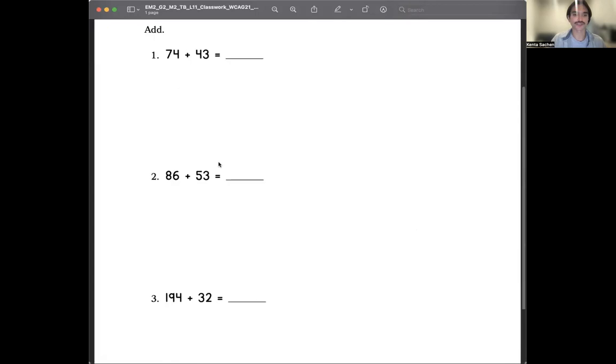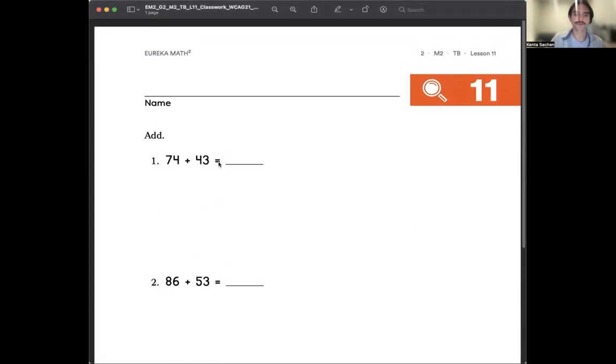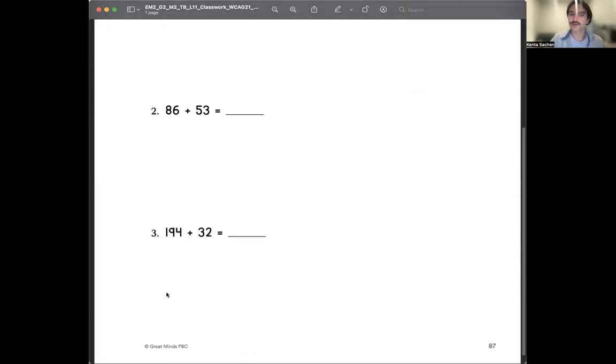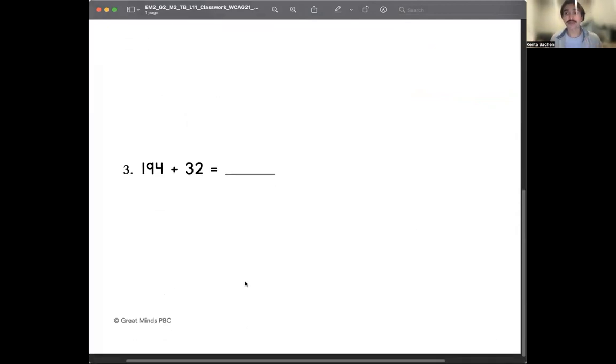And now let's get your workbooks out. And I want you to open up your workbooks. Page 87. Okay, please open your workbooks up to page 87, and this is what you should see. Great. And we're actually going to do question number 3 together, right? Because this is a kind of a challenging one.